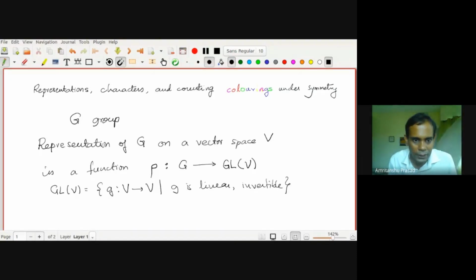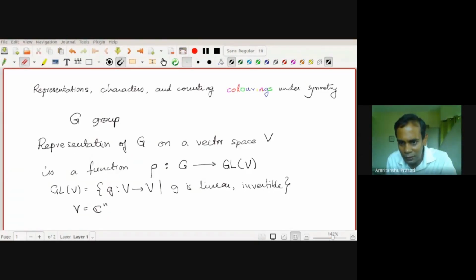Okay, so if V is C^n, let's say this is some vector space over C, the complex numbers, but you can take other fields as well. It doesn't matter much for this talk. If V is C^n, then this will just be n by n invertible matrices with entries in C. Okay, I hope I'm not going too fast. Somebody says they're not able to hear. Is there a problem with the audio?